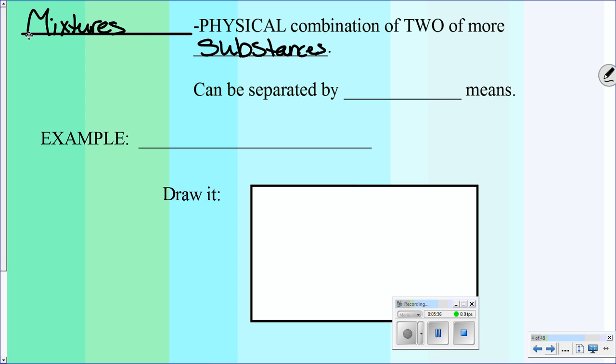You can have a mixture of 4 compounds. You can have a mixture of 1 element and 3 compounds, 3 elements and 1 compound. You have all sorts of different combinations there. These can be separated by physical means.